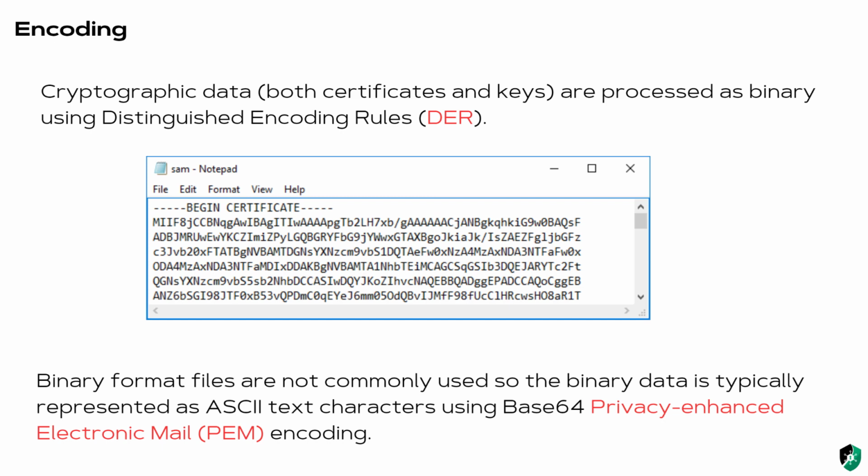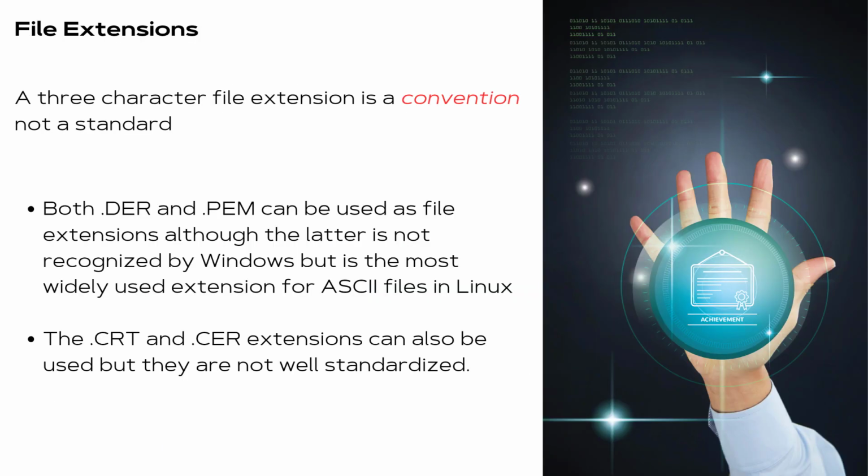However, binary format files are not very common, so the binary data is typically represented as ASCII text using the base64 privacy enhanced electronic mail PEM encoding. Now, when it comes to file extensions, for the exam, please keep in mind that a 3-character file extension is typically called a convention and not a standard. So both .der and .pem can be used as file extensions, although .pem isn't recognized by Windows, but it's the most widely used extension for ASCII files in Linux.